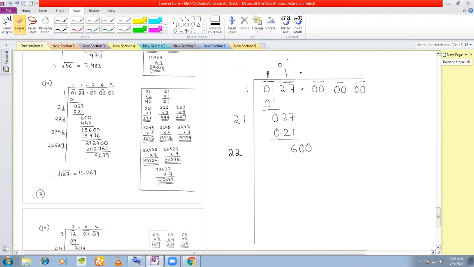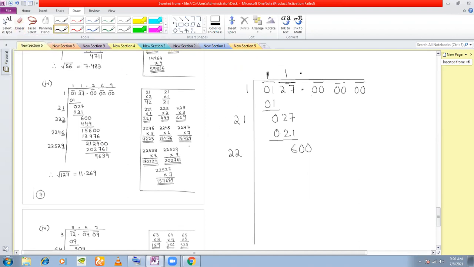So now we want to insert a digit here. What digit should we insert? Let us put a 1 because this is a very small number. We can try it with 1 only. So 221 into 1 will give you 221, right, if I put a 1.